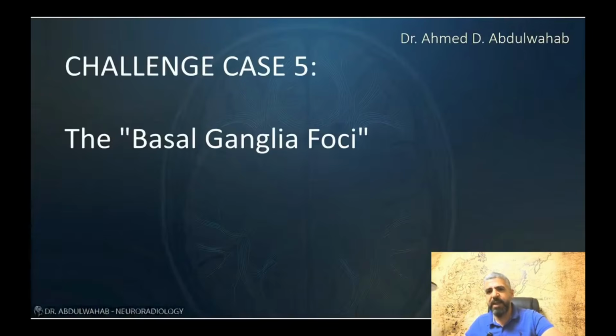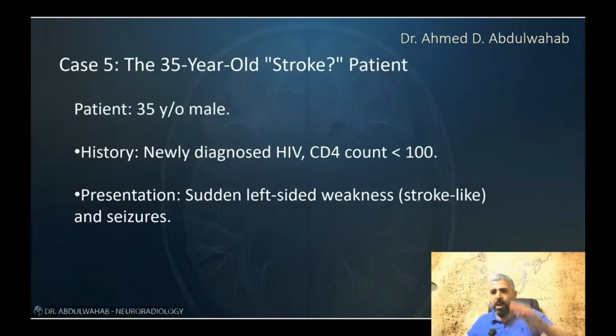It's called the basal ganglia foci. Here, the last case, rule number 1 again, a very low CD4 count. He has stroke-like symptoms, but he's 35. Stroke in an HIV patient is usually not ischemic. It's often infectious. This is an infection masquerading as a stroke mimic. The history is a 35-year-old male with a newly diagnosed HIV infection and CD4 count of less than 100. Presentation, sudden left-sided weakness, stroke-like, and seizures.